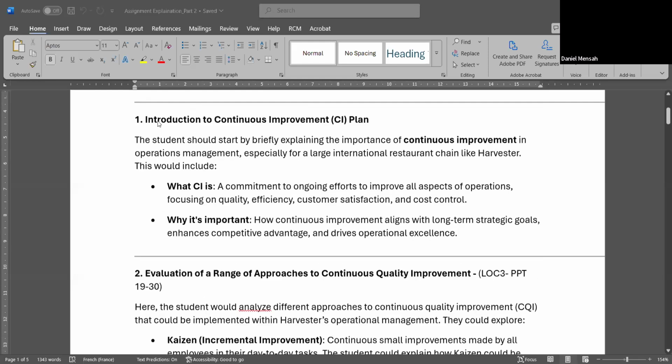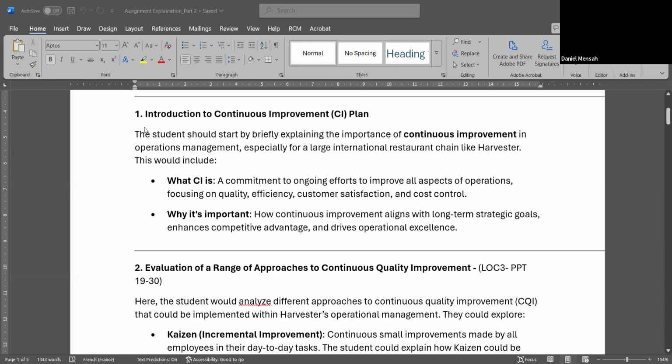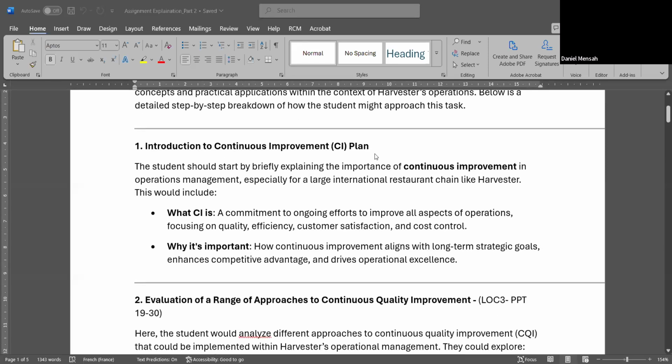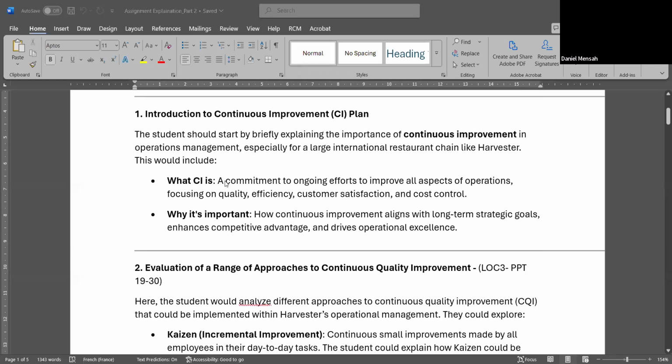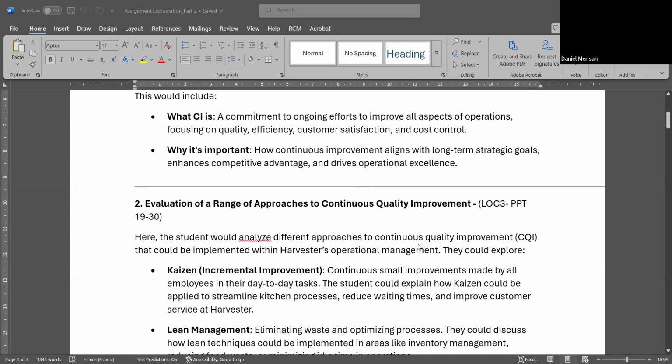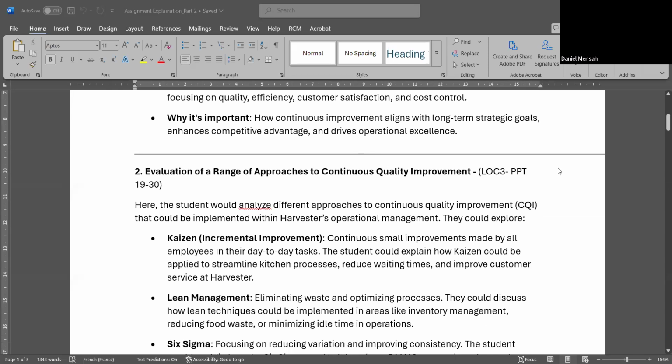So this is how you start your task. You are going to give the introduction to continuous improvement. This is not part of your assignment, but it looks nice. You are starting your task by introducing the topic: what CI is, and why it is important in the context of operations management and for the organization. This is your actual task. Your task starts from here.